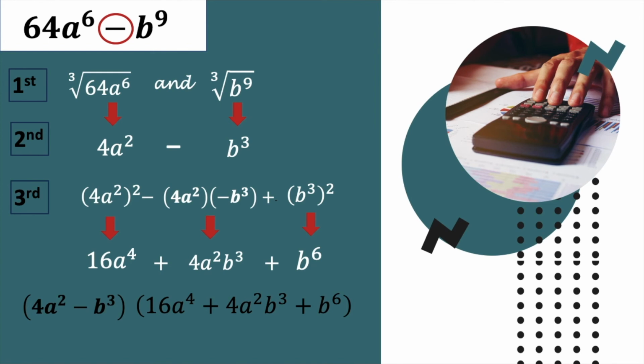And finally, the factored form of 64a raised to 6 minus b raised to 9 is 4a squared minus b cubed times 16a to the fourth plus 4a squared b cubed plus b raised to 6.